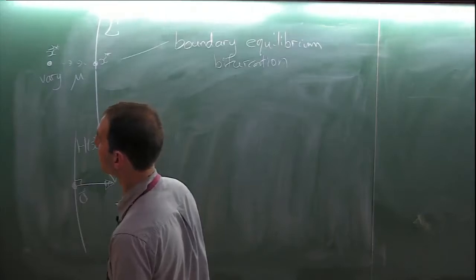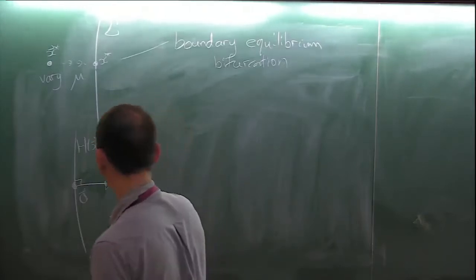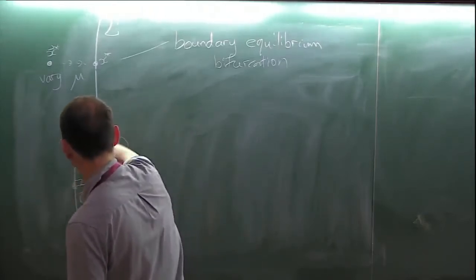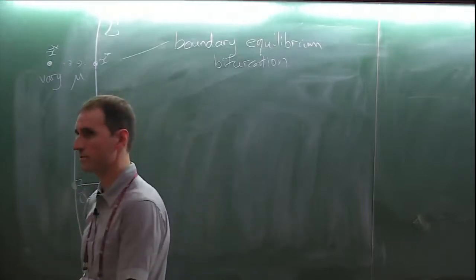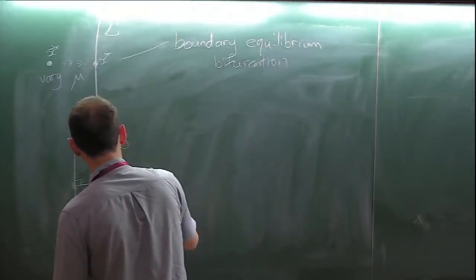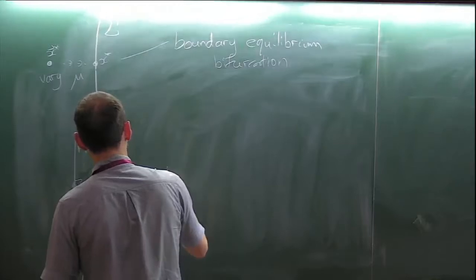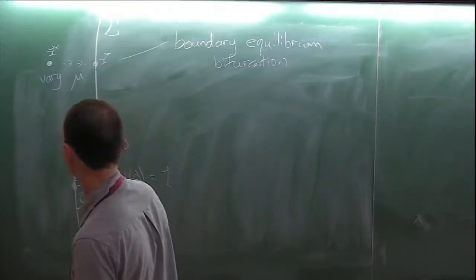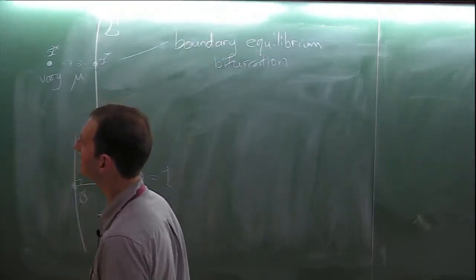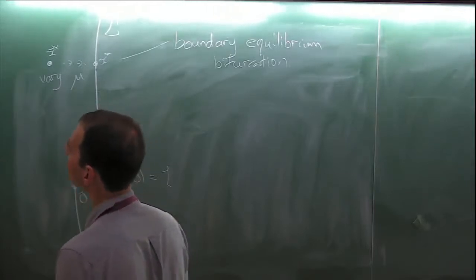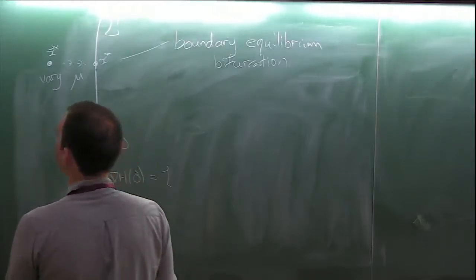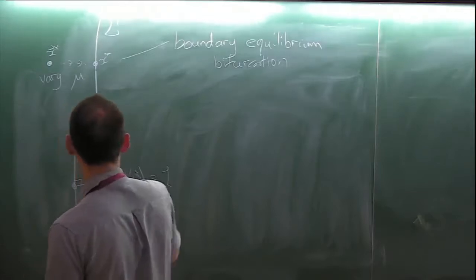But we need grad h to be non-zero so that h of x equals 0 is actually an n-1 dimensional manifold. So this vector, I'll call it zeta. It's going to be important.